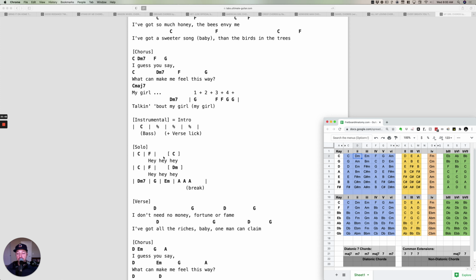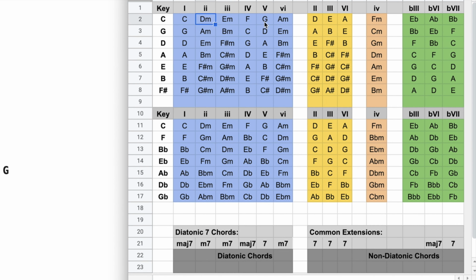D minor to G, which again, 2 to 5, and then they do E minor, which is still in our key. Which is not really in our key, we borrowed that. But what's actually happening here is we're leading into a key change, and we're using 2, 5 to get into 1 in the key of D. Here, 2 is E minor, 5 is A, to D is 1.